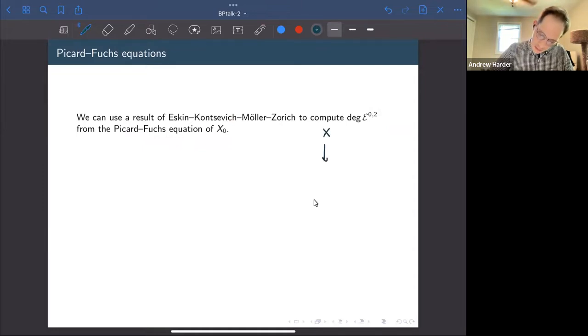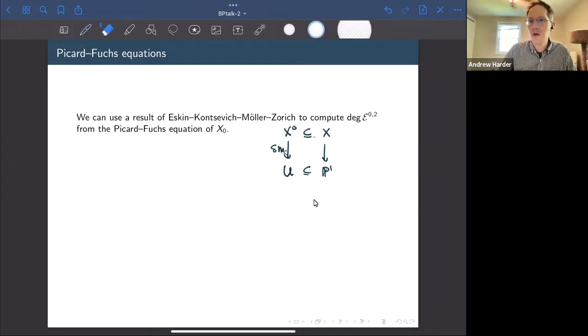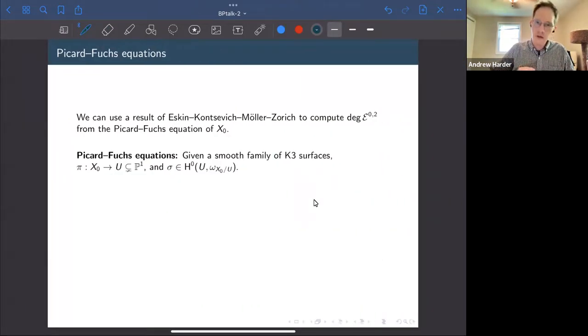So I have a map to P1, and then there's an open subset U inside of here and an X0 inside of here, so that this is a smooth morphism. So I want to use the Picard-Fuchs equation attached to the smooth part of this morphism to compute the degree of E02. So just to say quickly what the Picard-Fuchs equation of a family of varieties or K3 surfaces is.